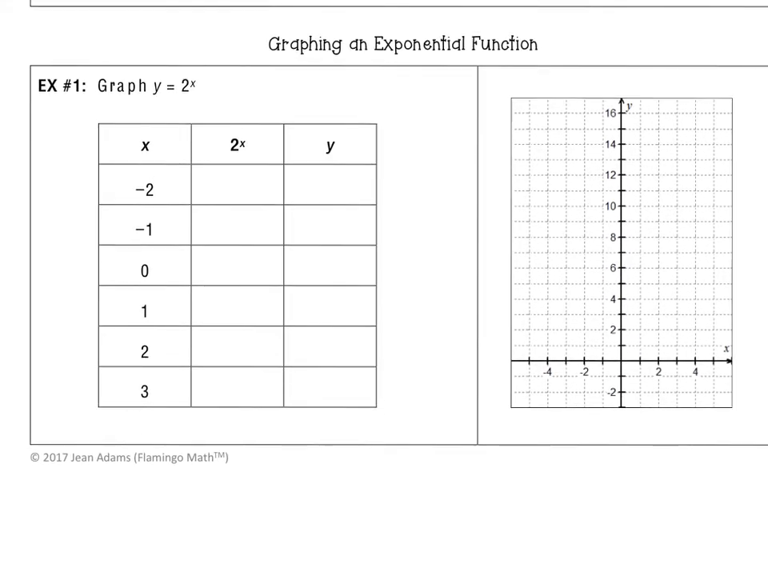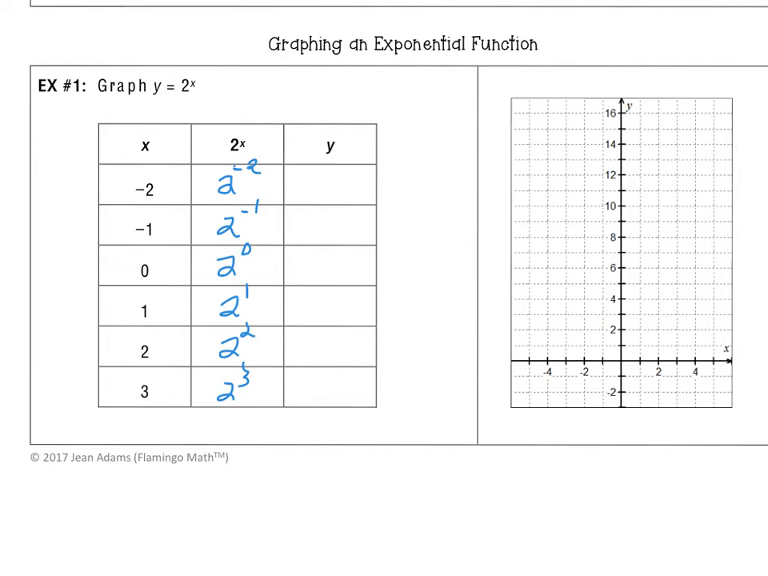So I've already chosen for you these values here. X can be positive, it can be negative, it can be 0. X is your domain, it is unrestricted. There is nothing that we can't put in an exponent. All right, so let's go ahead and write what we have. So I've got 2 to the negative 2, 2 to the negative 1, 2 to the 0, 2 to the first, 2 squared, and 2 to the third.